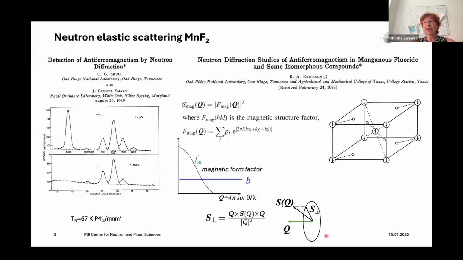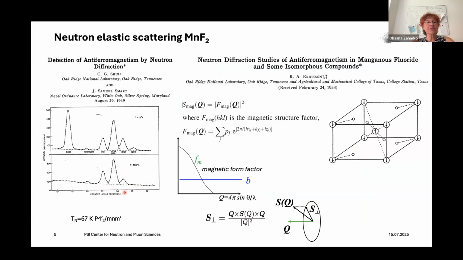But probably back to manganese fluoride and to history. Actually, this was one of the few materials which was used to really prove the concept of antiferromagnetism by neutrons. So first it was neutron diffraction, and here you see two patterns, right?